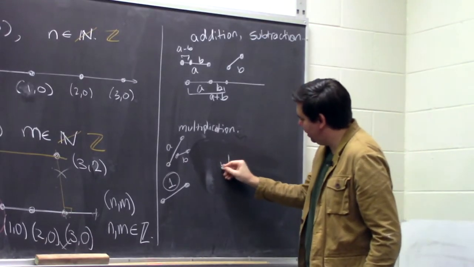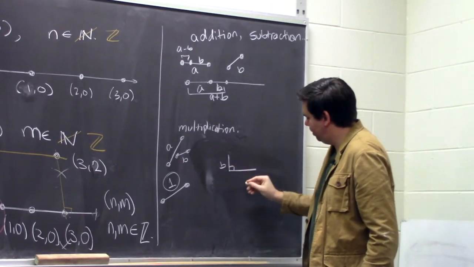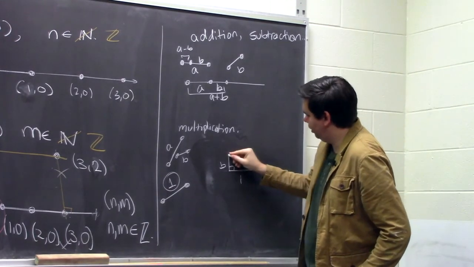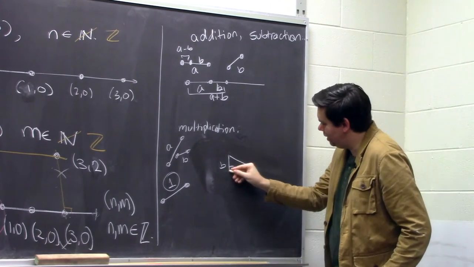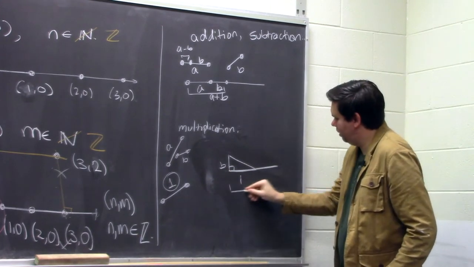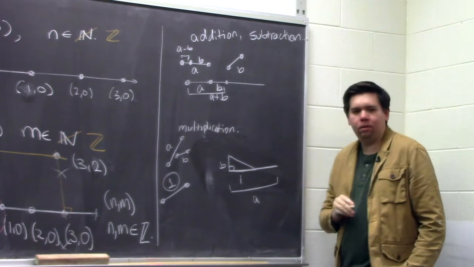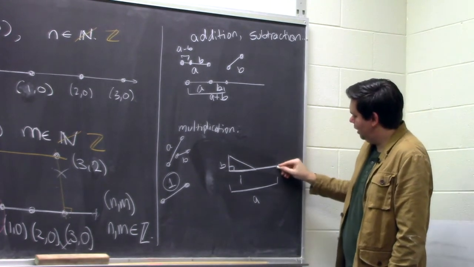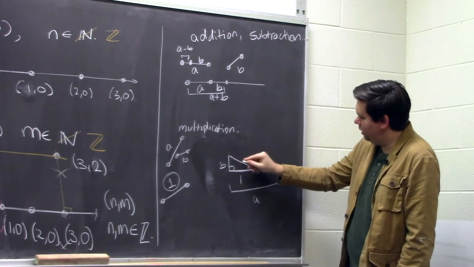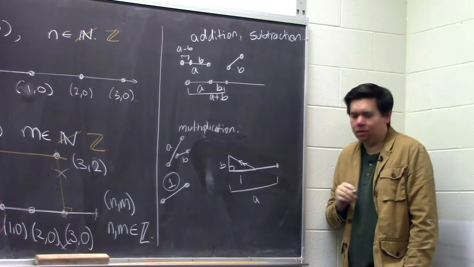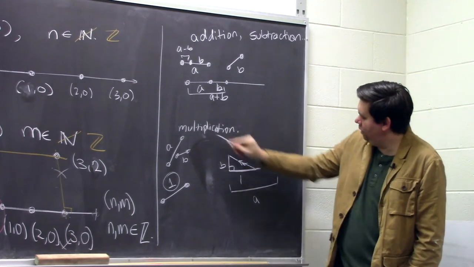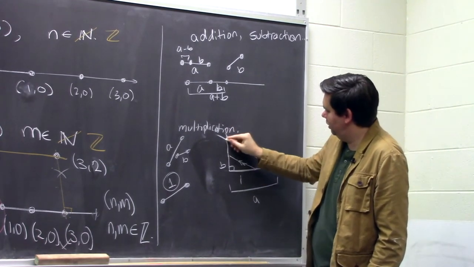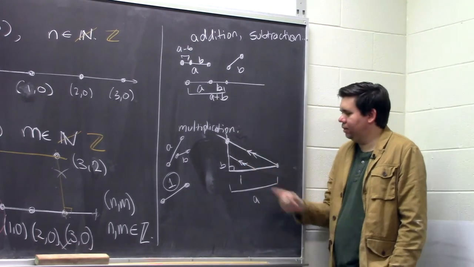If you have something of length B, you can draw perpendicular a segment of length 1. That gives you a triangle. You can then extend that segment to get a segment of length A. I'm then going to construct, at the end of the segment, a line that's parallel to this line. So construct a parallel line and see where it intersects this perpendicular.